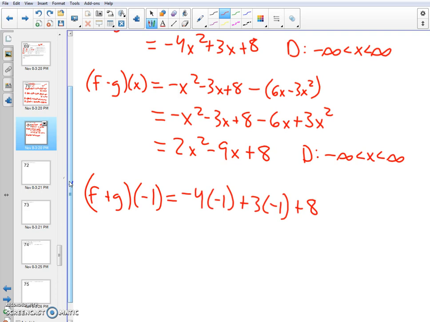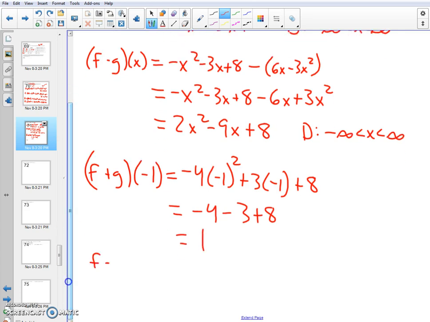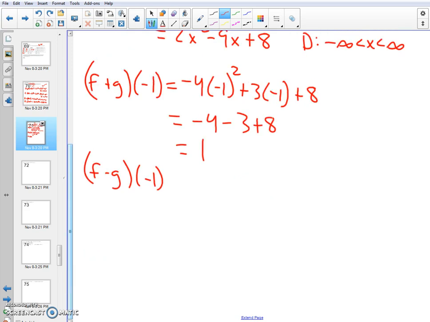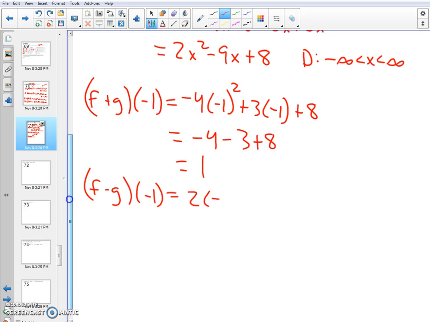So let's see here. Whoops, I forgot the squared. So negative 1 squared is a positive 1, so this is really negative 4 minus 3 plus 8, which is just 1. We're going to do the same thing with f minus g of negative 1. So I'm going to that new function that we made, and I'm plugging in negative 1 anywhere I see an x. So here, negative 1 squared is a positive 1, so 2 times positive 1 is just 2. Negative 9 times negative 1 would be a positive 9. So this is just 19.